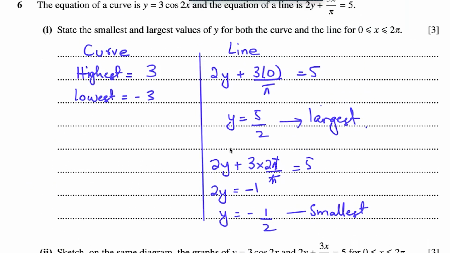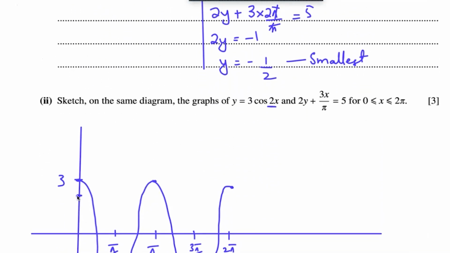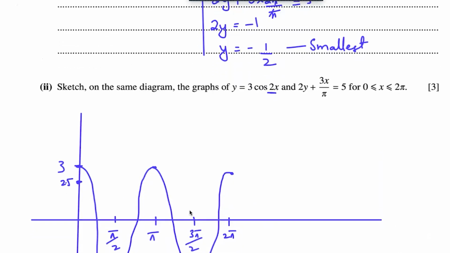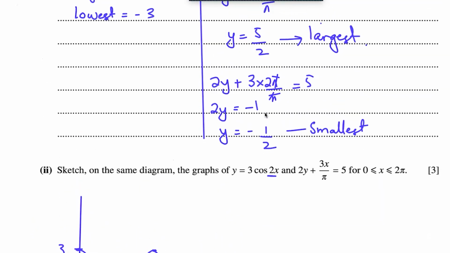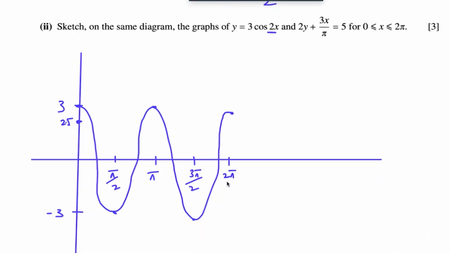And we know that the maximum and minimum values for y are 5 upon 2 and minus 1 upon 2. 5 upon 2 is when x equals 0. So let's assume that 2.5 is over here and x equals 0. And the lowest point is minus half when x equals 2 pi. So let's assume minus half is over here, and the line would be drawn like this.